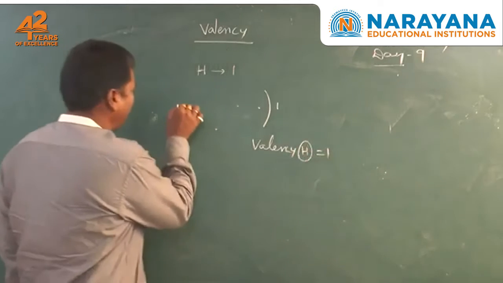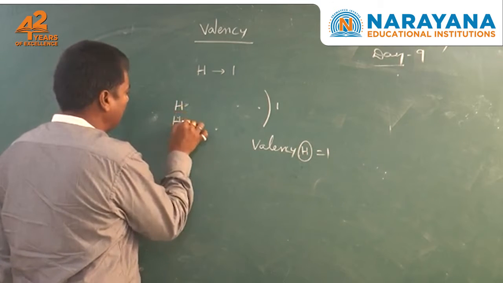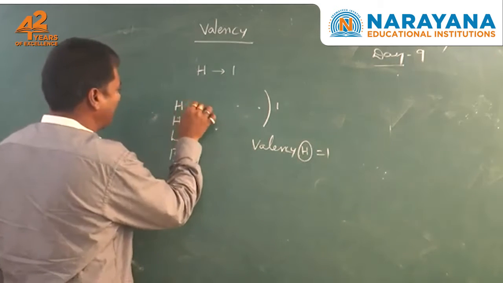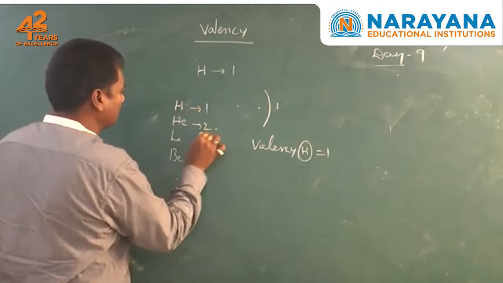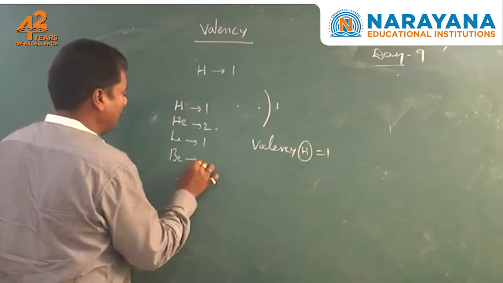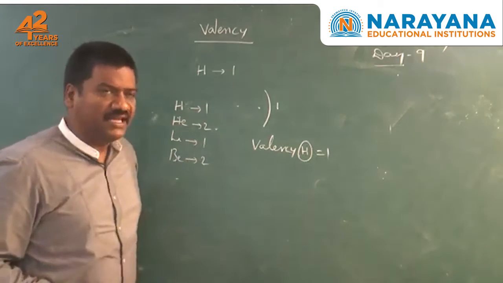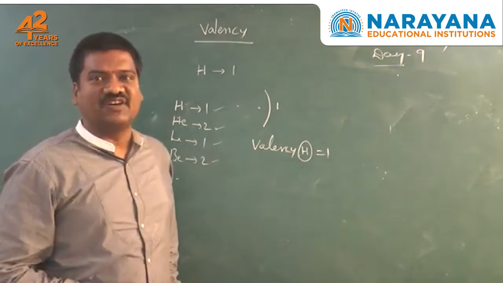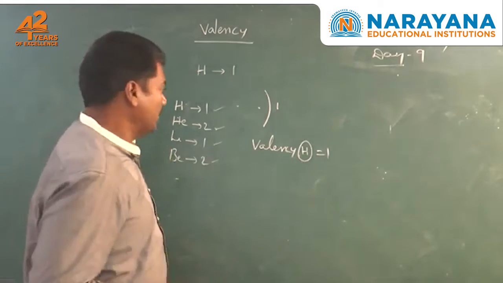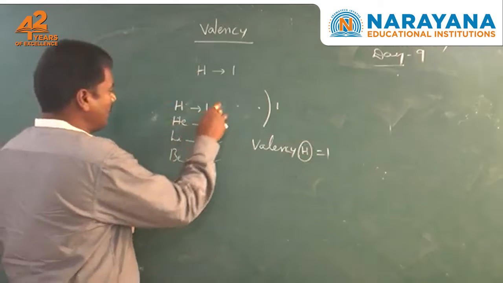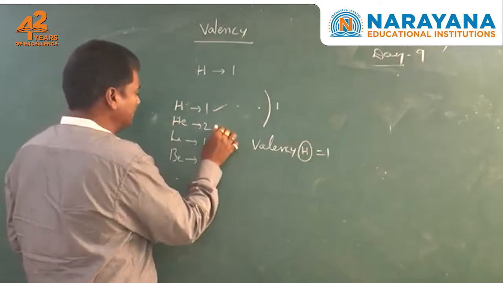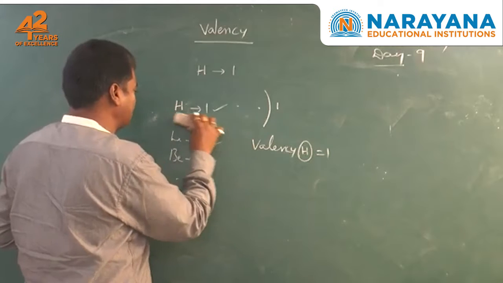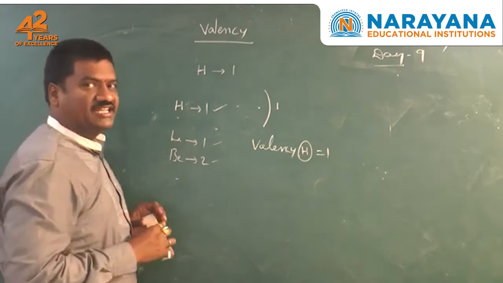Suppose we take hydrogen, helium, lithium, beryllium. The valency electrons are: hydrogen 1, helium 2, lithium 1, beryllium 2. Here I have written the number of valency electrons. Valency electrons means the number of electrons in the outermost shell. For hydrogen the valency is 1. For helium the valency electrons are 2, but helium is the exception case. It has duplet stability. It is a stable element.